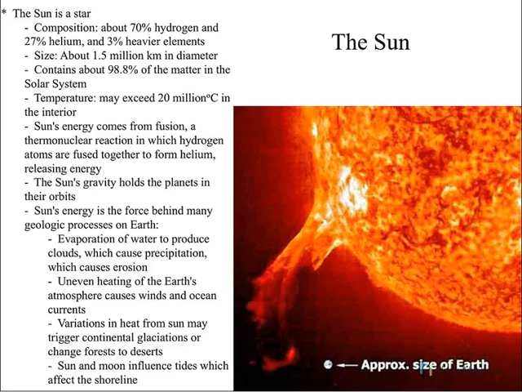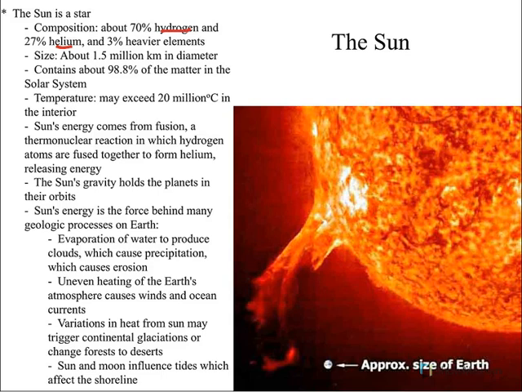And of course, the sun is a star. It's mostly, as you can see, composed of hydrogen and helium. Basically what it's doing is fusing hydrogen together to form helium, and that process releases energy in the form of heat and light, which both we need to survive on our planet.